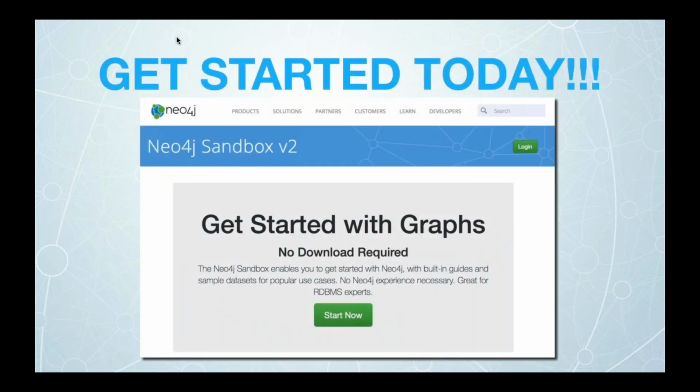And many of those are in a library called APOC, which we're going to talk about here soon. I do want to encourage you all to get started working with Neo4j today. This is the Neo4j sandbox. It is an application which I've written over the last handful of months. And I mentioned it earlier.